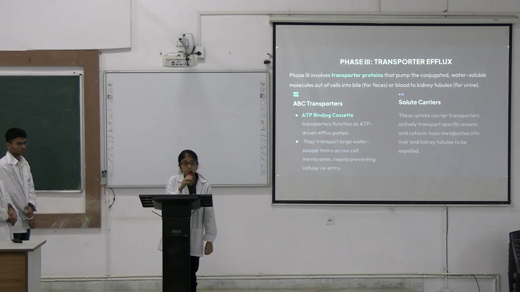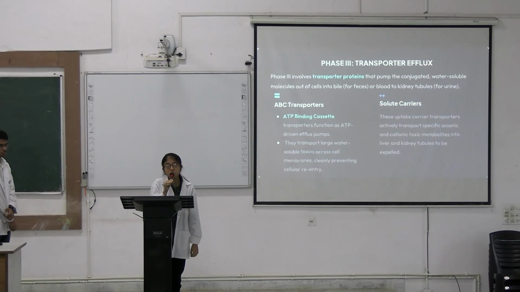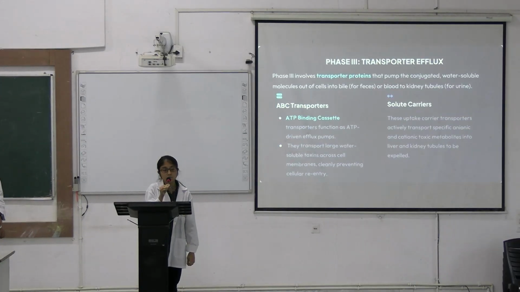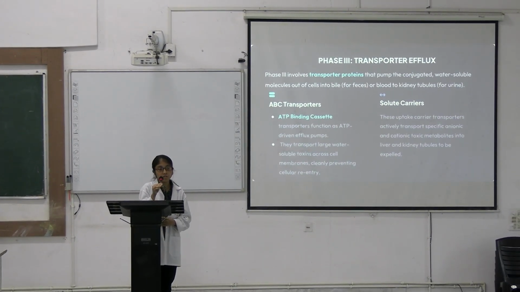Endoplasmic reticulum. When you say endoplasmic reticulum, there are two types of endoplasmic reticulum. Which endoplasmic reticulum do you look for? Smooth endoplasmic reticulum. Smooth endoplasmic reticulum. Okay. Anything else?